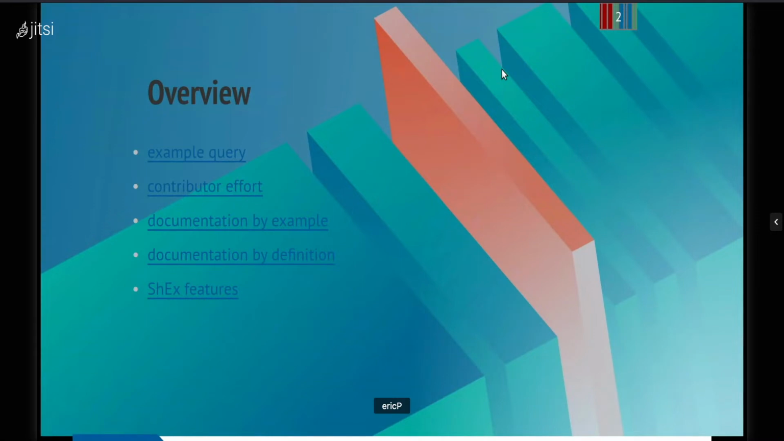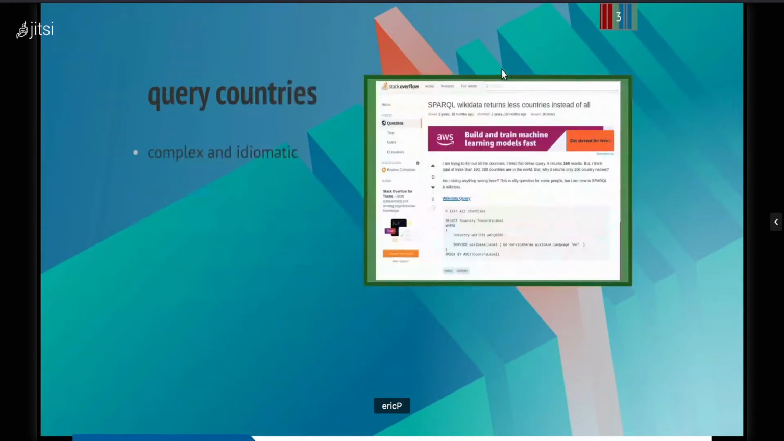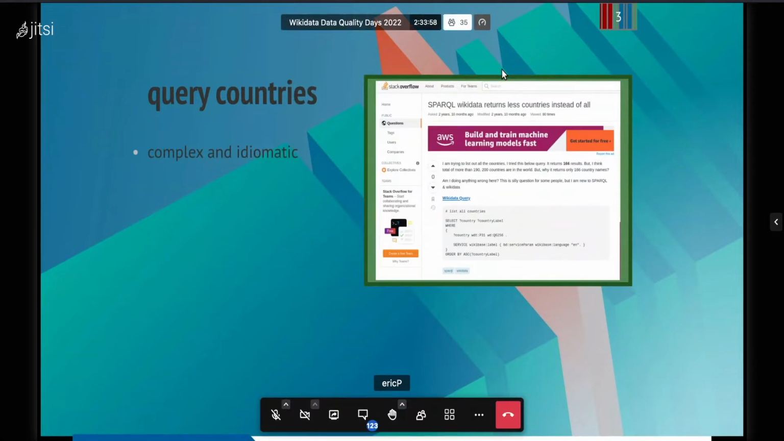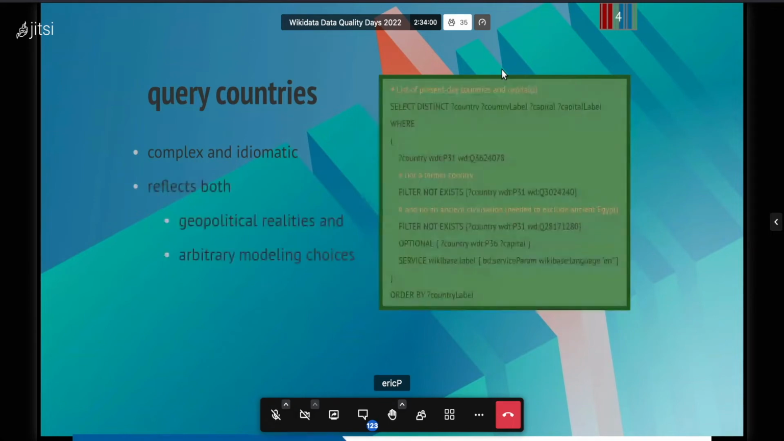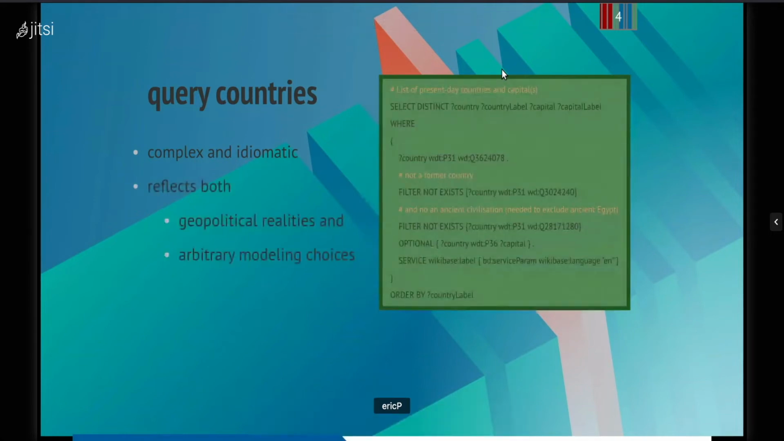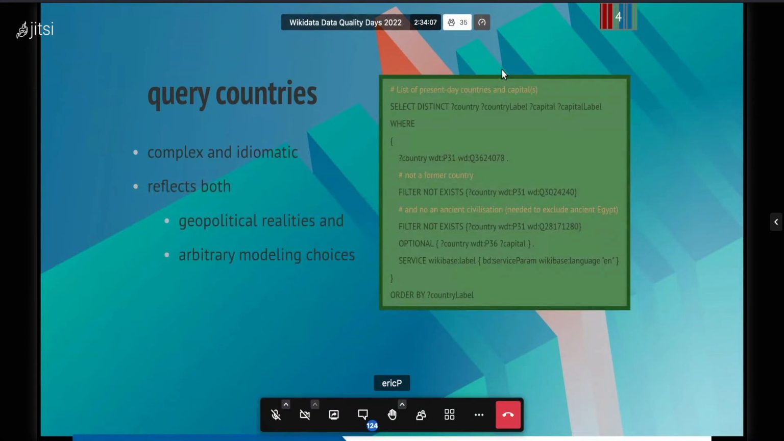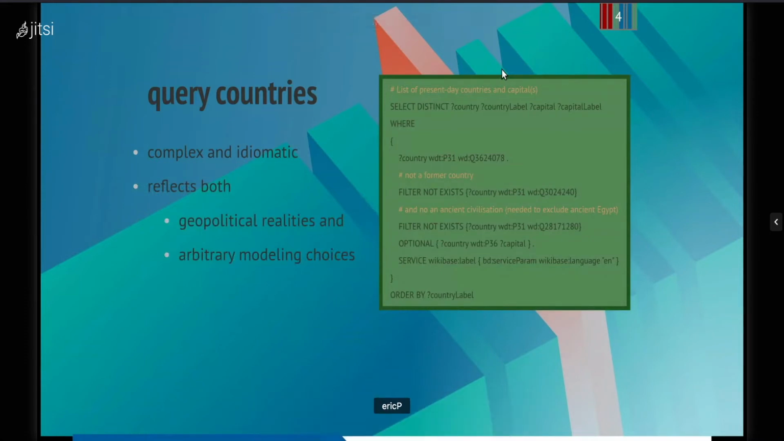So if I want to query countries, it's sort of complex and idiomatic, and you can tell by just sort of counting the number of people who've whined about it on Stack Overflow. And so the problems with it, some of them are geopolitical realities, and every time you want to ask a question like that, it's more complex than you think it's going to be. And some of them are just because people made arbitrary modeling choices because they didn't have a ton of guidance when they were entering data.